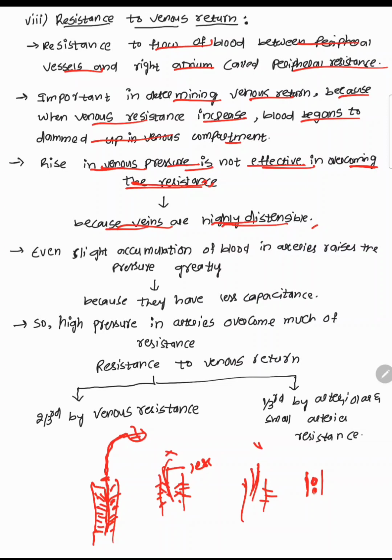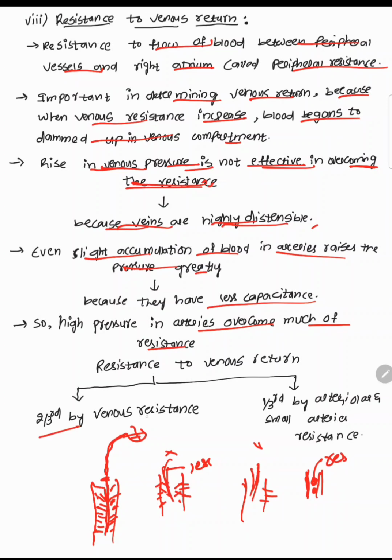The blood dammed up within these arteries overcomes the resistance and moves. Even slight accumulation of blood in arteries raises pressure greatly because they have less capacitance, meaning they cannot accommodate more blood. When only some blood is accommodated, the pressure rises enough to overcome the resistance. So high pressure in arteries overcomes much of the resistance and they can move forward.